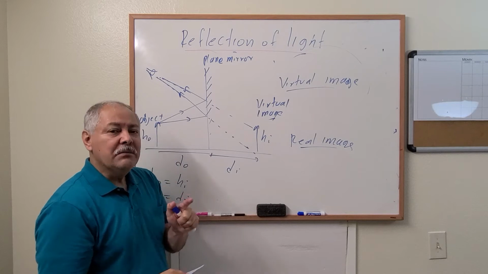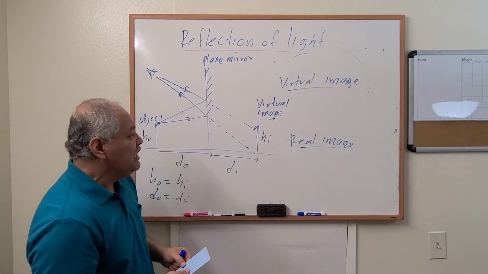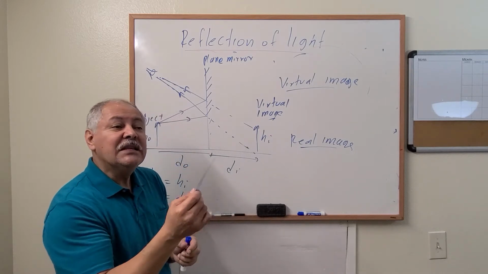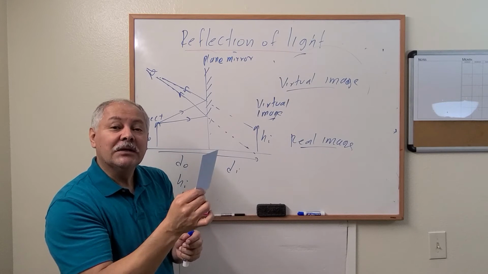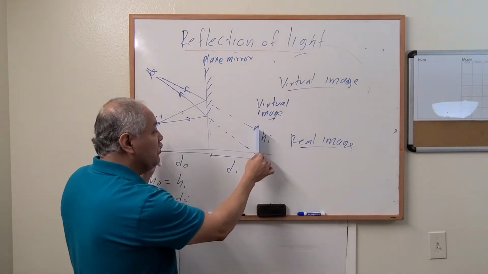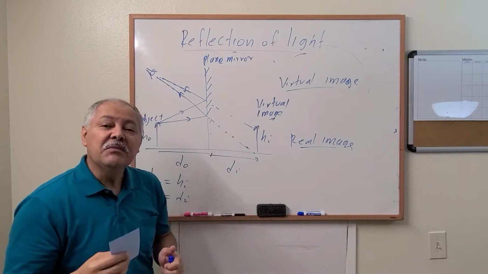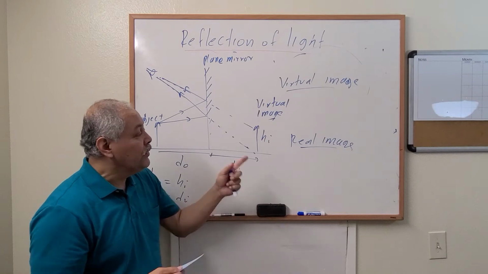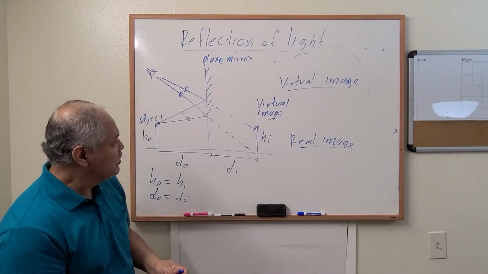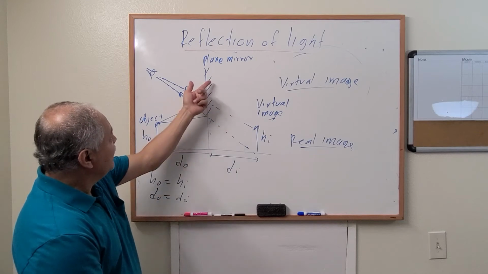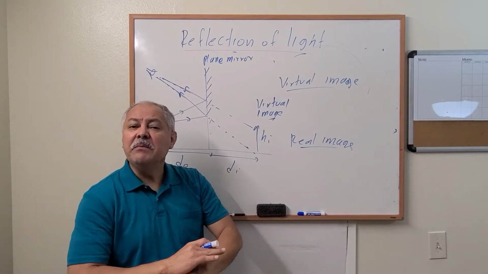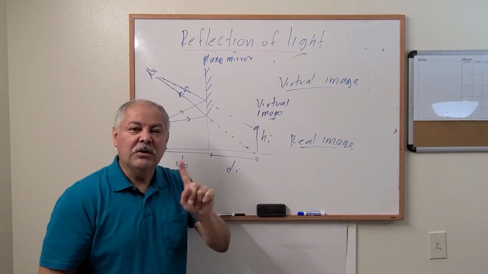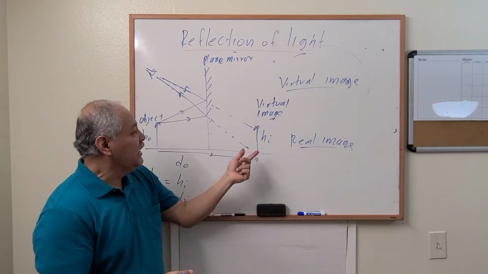Now, when do we have a real image? A real image is an image that is formed by real light, and we can also see it on a screen. If we have a screen right here and we can see the image, we say that image is real. Later we have cases in this video regarding real images. For the moment, the image created by a plane mirror is going to be a virtual image.